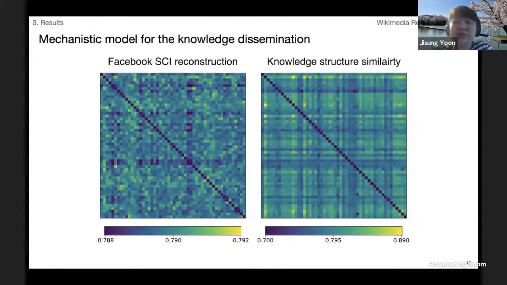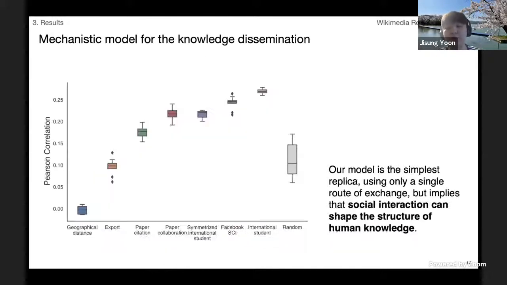So this is our real example from the data set. The right side is the empirical knowledge structure similarity from the Wikipedia data set, and the left side is our result from our mechanistic models. We can see that the scales are a little bit different, but the overall pattern is very, very similar. So we quantify this similarity with the Pearson correlation between the model similarity and the empirical knowledge similarity, indicating how well each proximity can reproduce the empirical knowledge similarities.